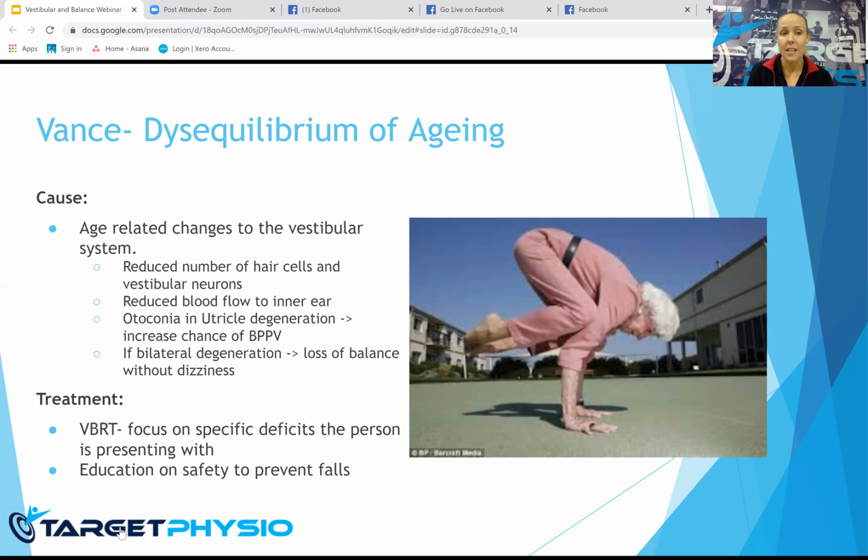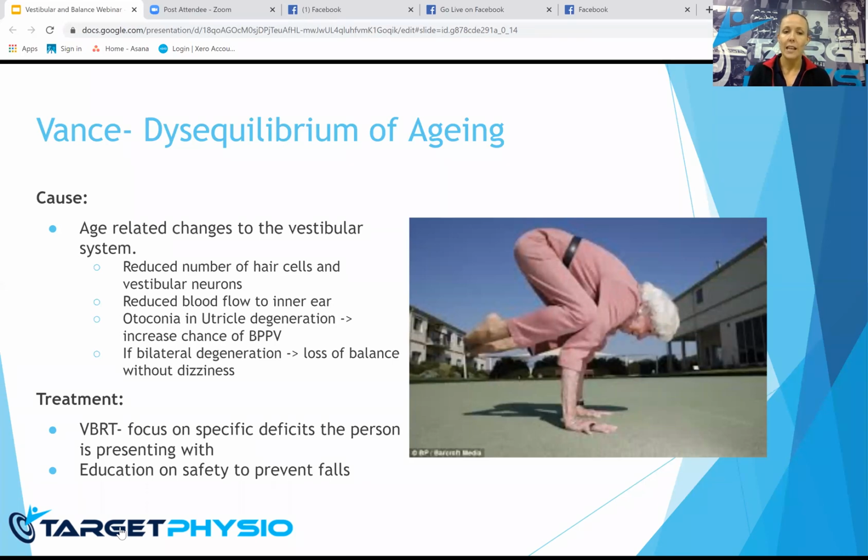So the cause for Vance's changes in his balance and slight dizziness is disequilibrium of aging. So what happens to the vestibular system as we age? We get a reduction in the number of hair cells within the vestibular canal, but we also have a reduction in the vestibular neurons in the nerve pathway, so it gets a little bit of a slower message than it used to. The blood flow to the inner ear is reduced. The otoconia in the utricle can become a little bit more brittle.